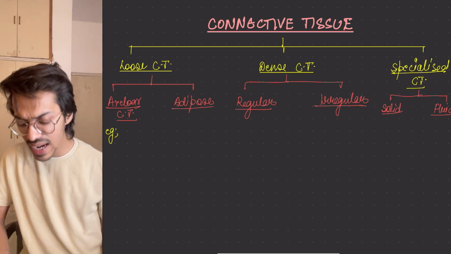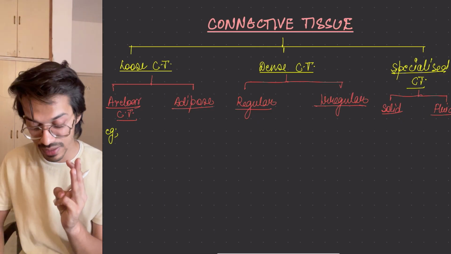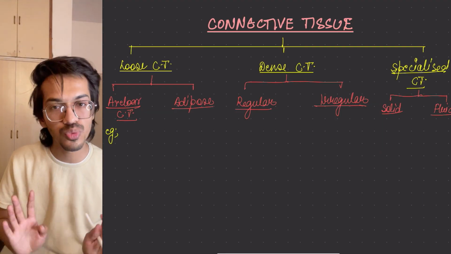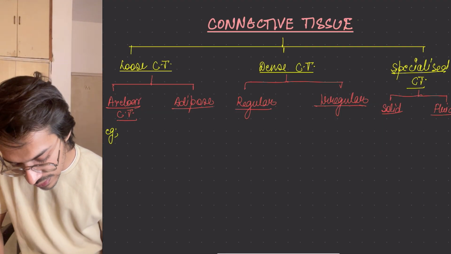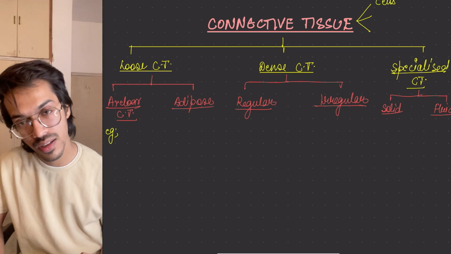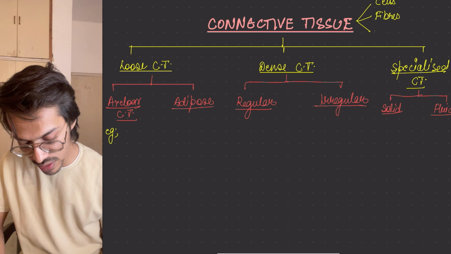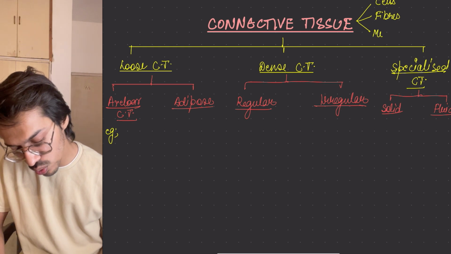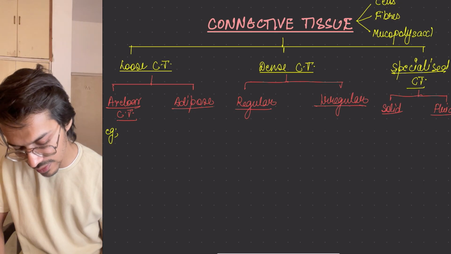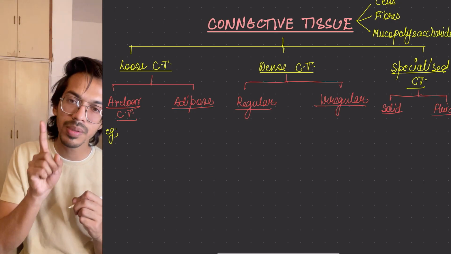Always remember, in your connective tissue, three things will be present. Means three different types of compositions, and they are either present, absent, or the types will keep on changing. So what are the three things? It is made up of three things. First, it has cells. Second, it has fibers. And the last one is the mucopolysaccharides, different types of modified polysaccharides. So these three things will be present in them.